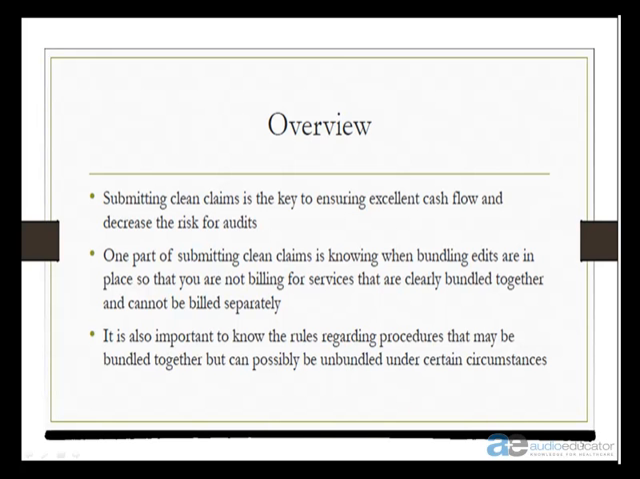One part of submitting clean claims is knowing when bundling edits are in place so that you are not billing for services that are clearly bundled together and cannot be billed separately. Oftentimes I have physicians that do not even understand that bundling edits exist. And a lot of times I've had it where docs will go to their staff and say, well, why are these things bundled, and what does bundling mean, and why can't you just unbundle them? Sometimes I've had billers that will try to unbundle services and just bill it, and payers will look at that after a while and say, wait a minute, this is clear.